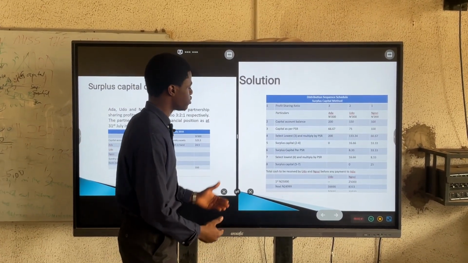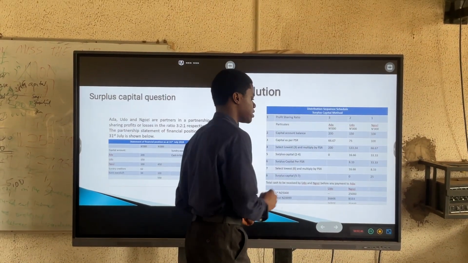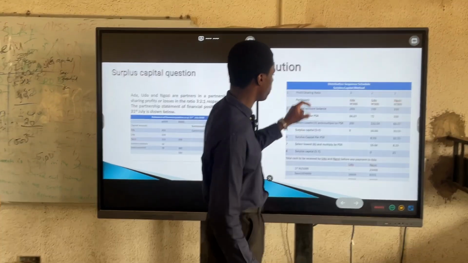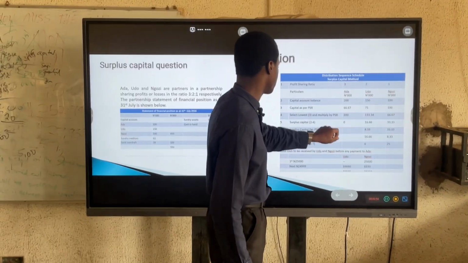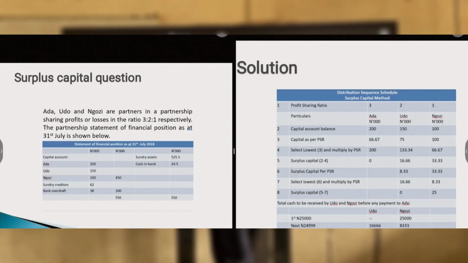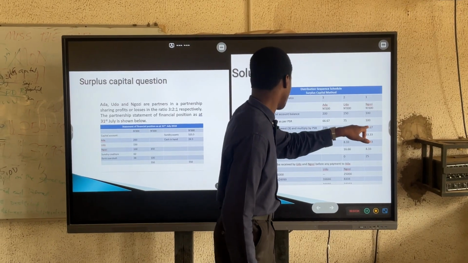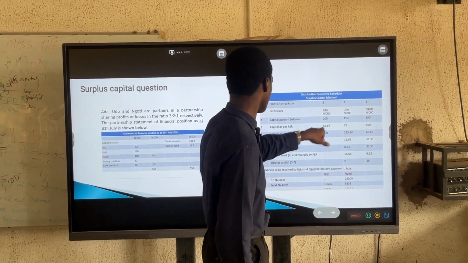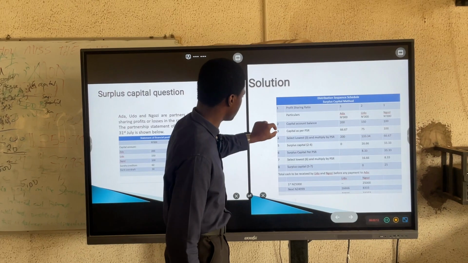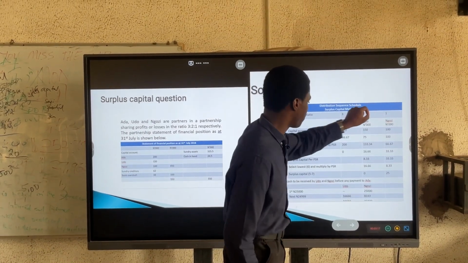Then the next one is you select the lowest 3 and multiply by the PSR. So among these 3, the lowest is 66.67. So you simply multiply 66.67 by your profit sharing ratio, and then that will be 200. That will be 66.67 multiplied by 3, and then you keep on doing it for all of them like that. So 66.67 multiplied by 2, 66.67 multiplied by 1. So you're using your lowest. You select the lowest in 3. So the lowest here was 66.67, and then you multiply it by their profit sharing ratios and you get this figure.